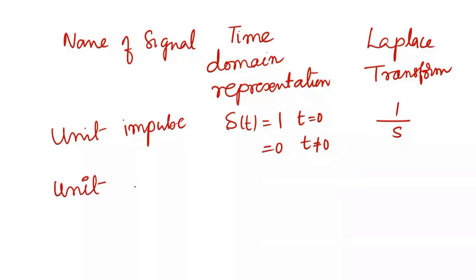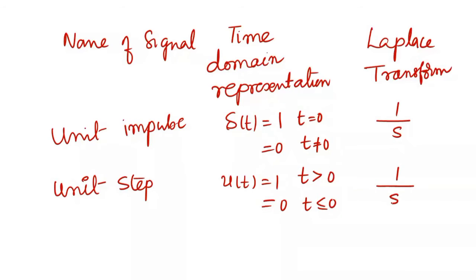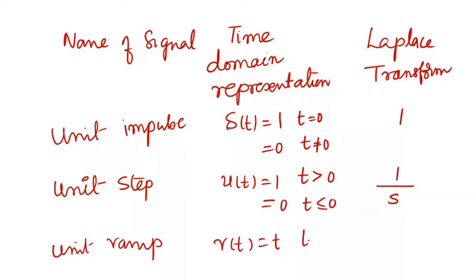The second one is unit step. It is represented with u of t is equal to 1 for t greater than 0. It is equal to 0 for t less than or equal to 0. Its Laplace transform is 1 by s. Sorry, unit impulse is 1. And unit ramp is R of t is equal to t for t greater than 0 and is equal to 0 for t less than or equal to 0. And its Laplace transform is 1 by s square.